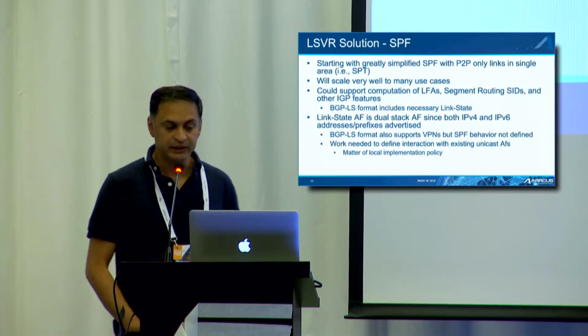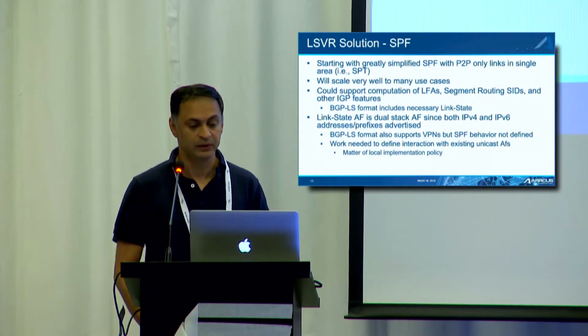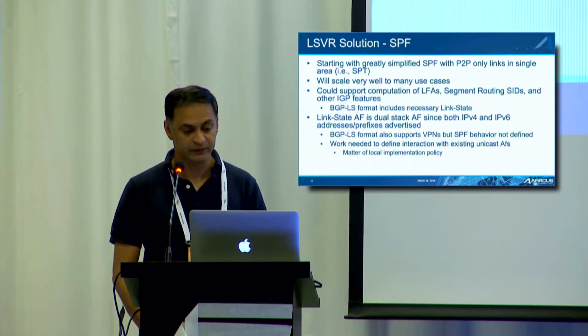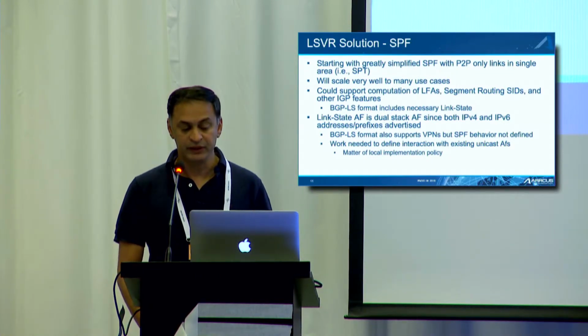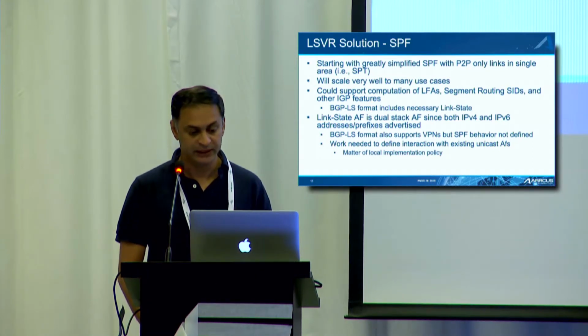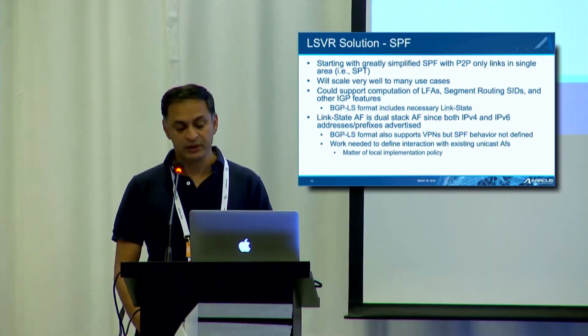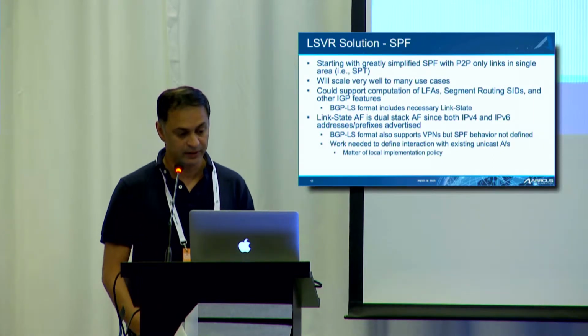From an SPF perspective, it's a greatly simplified SPF, not that it cannot support the advanced version. The first version of the proposal wanted to get the proposal to work very well, scales very well with most of the cases. You could easily do LFAs. Support for segment routing SIDs is already there. The new SAFI uses LS as an address family format, which has the formats included, so you don't have to worry about it. It's just a matter of extending it. The link state address family also supports dual AFs, both for V4 and V6. As a result of that, both the underlay address families are pretty well defined here.